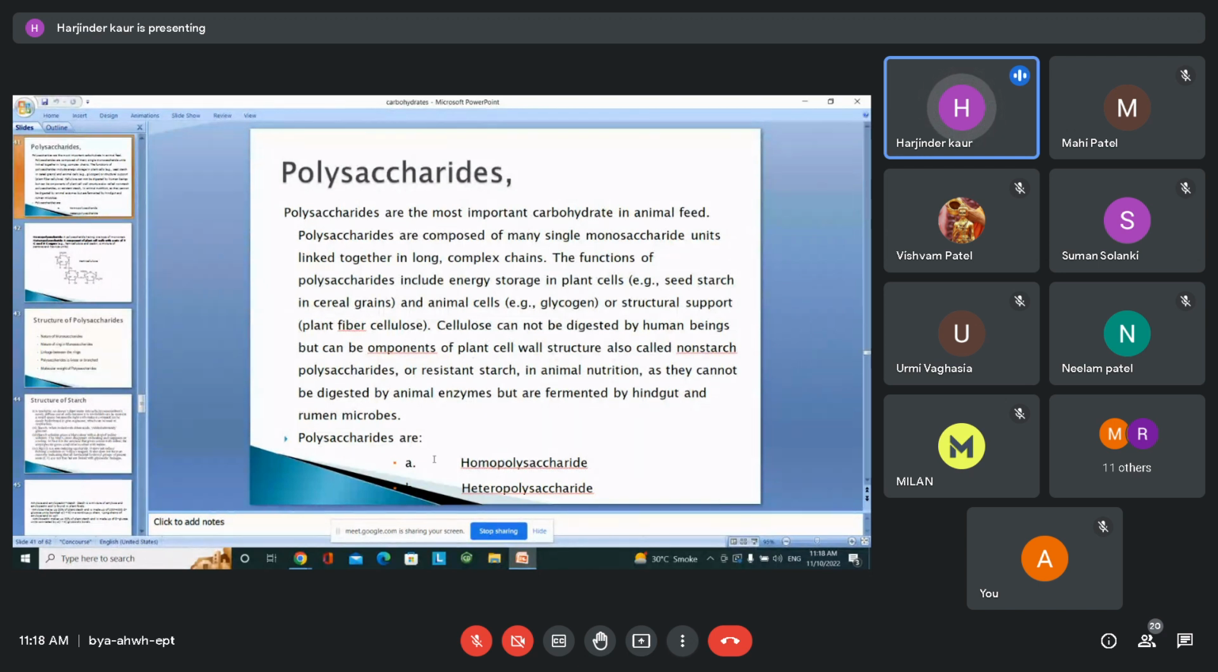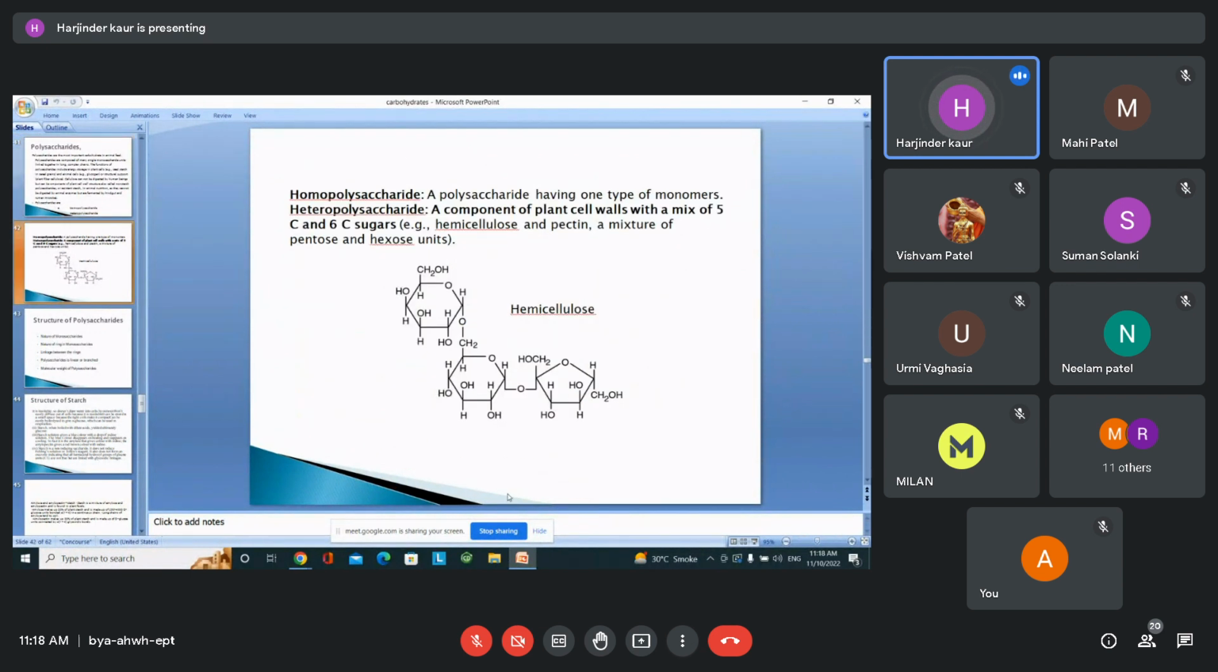These polysaccharides are again divided into two categories, homopolysaccharides and heteropolysaccharides. Homo means all the monosaccharides are the same, that is, on hydrolysis it gives only one type of monosaccharide, whereas heteropolysaccharides give more than one type of monosaccharide on hydrolysis. Hemicellulose is a very large component of the plant kingdom. This is a homopolysaccharide.